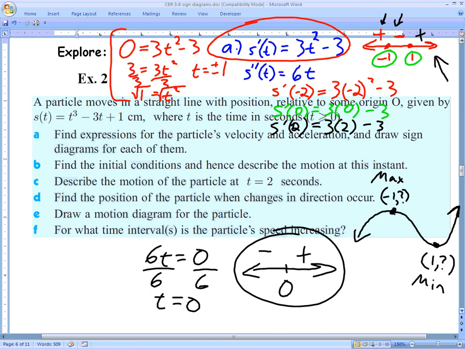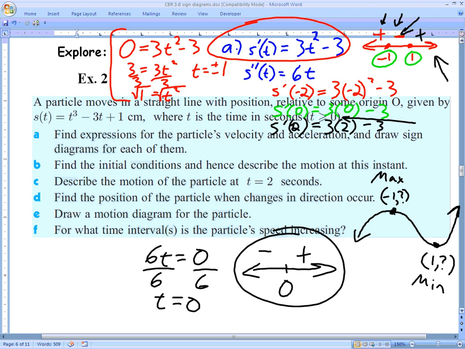So let's move forward. Part B, find the initial conditions and hence describe the motion at this instant. So the initial conditions are, going back to this original problem, if we can read in there, t is greater than or equal to 0. So our initial condition is 0. If I plug a 0 in, I know that I'm going to be getting a negative value for my velocity, meaning I'm moving backwards. Now we can figure out exactly what that is.